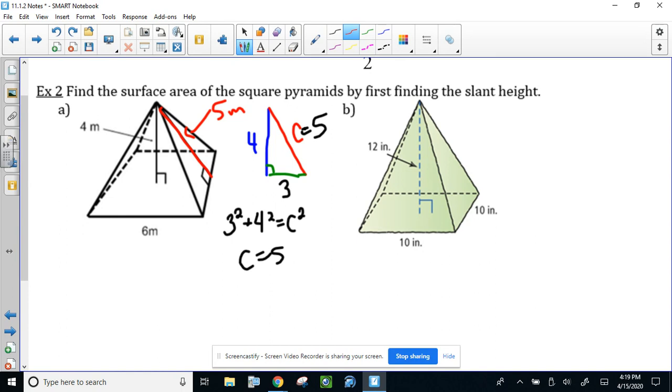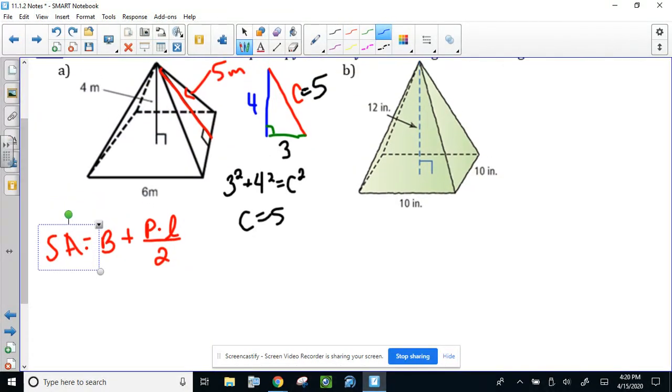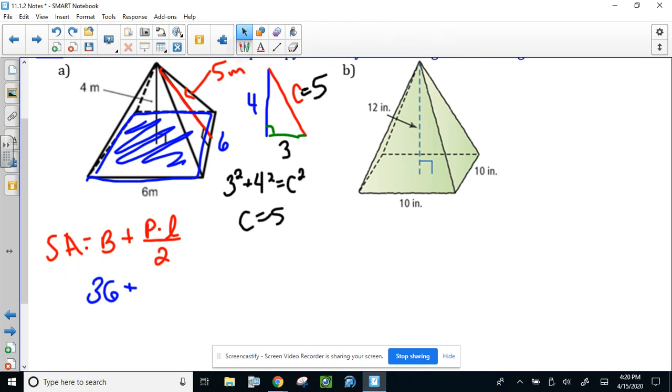Can we now calculate the area of the triangle? So our surface area is going to be the area of the base plus the perimeter of the base times the slant height divided by 2. So that's our basic formula. First things first, can we calculate the area of this square base? Well, it's a square, so I sure hope we can. It's just 6 times 6. So this should be 36. Plus then, what's the perimeter going to be of this base? So 6 plus 6 plus 6 plus 6, or 6 times 4. So our perimeter is going to be 24, and then we calculated our slant height to be 5.